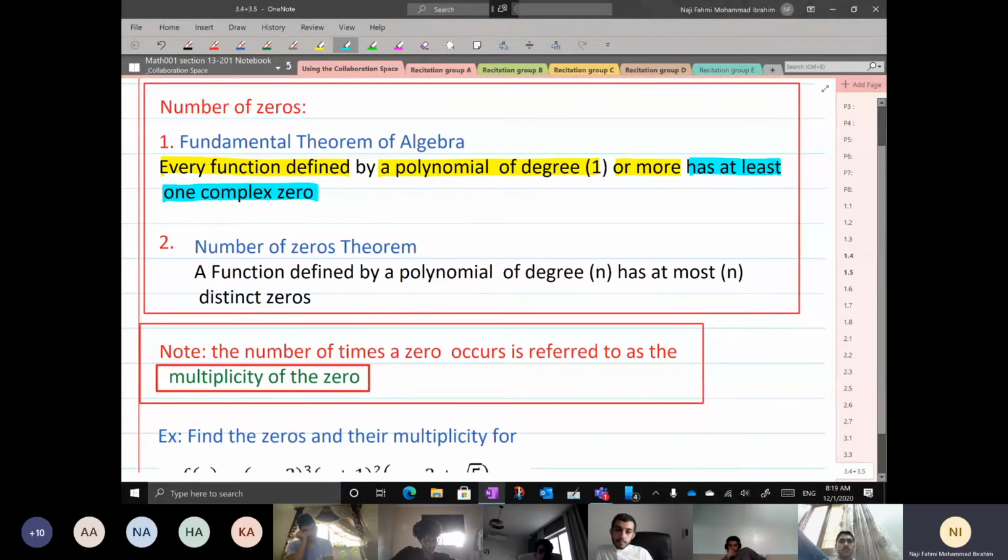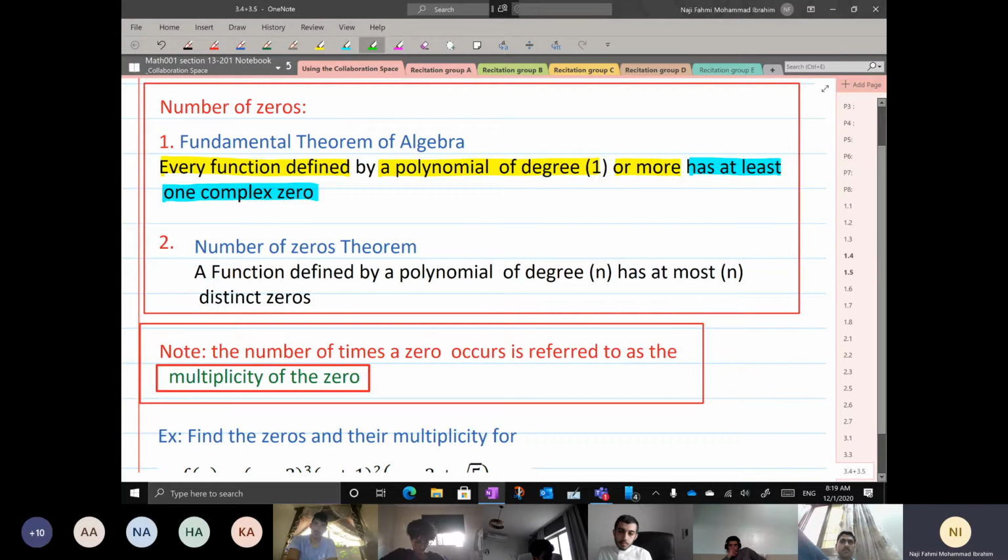So if I have a polynomial of degree 3, let's say, what's the least possible number of zeros for that polynomial? The least number of zeros is 1. This means any polynomial should have at least one complex zero. So there is no polynomial with no zeros. At least we have one zero. This zero can be complex.